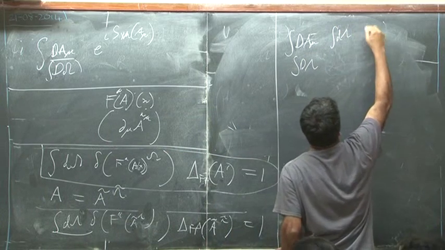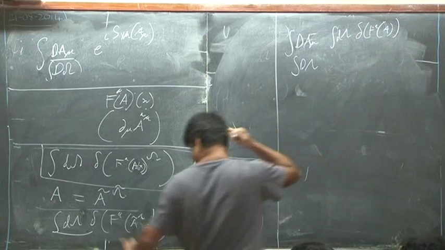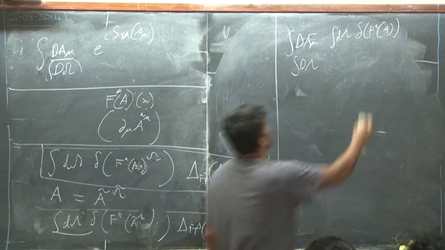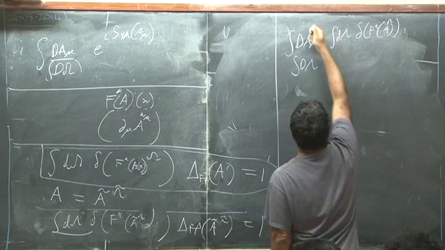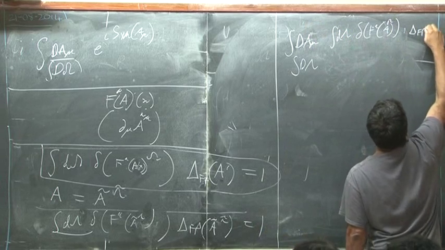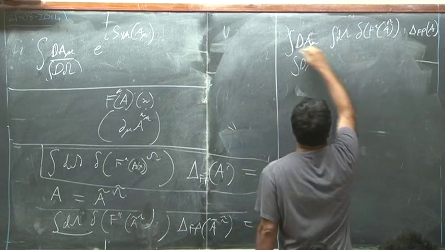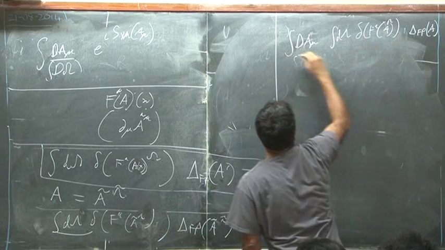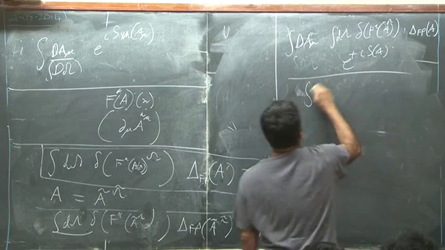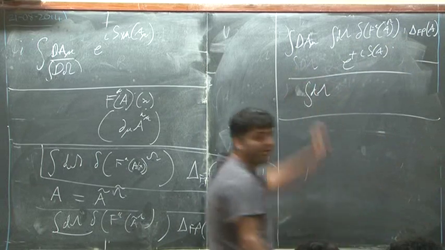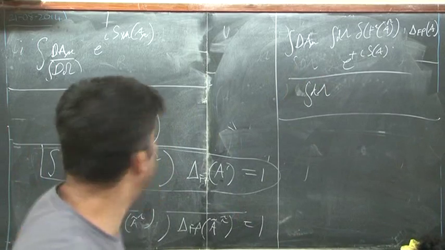Integral d omega delta of f of A, gauge transformed with respect to omega. Then we can take this outside the integral, so that's delta FP of A. And then e to the power minus alpha plus i S of A divided by integral d omega. This is the path integral we want to compute. So all I've done is multiply the path integral I want to compute by 1.